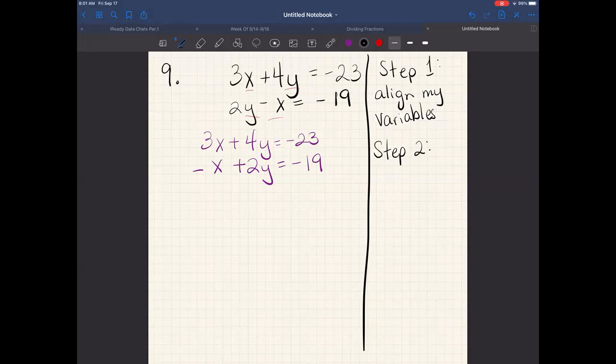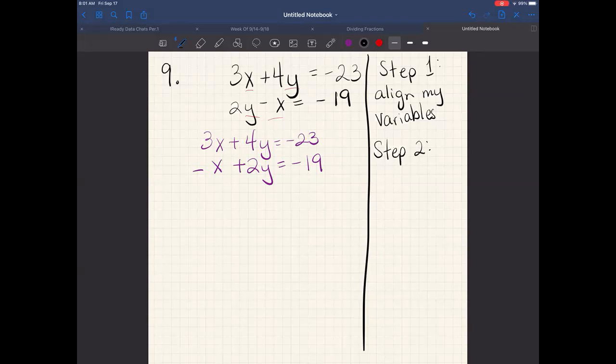So if not y, then x. The reason why x is better to do is because with x, you already have a minus x. If we wanted to do y, I would have had to multiply by a negative, and it would have been a lot more work. In this case, I'm going to just multiply by 3 so that I can cancel.